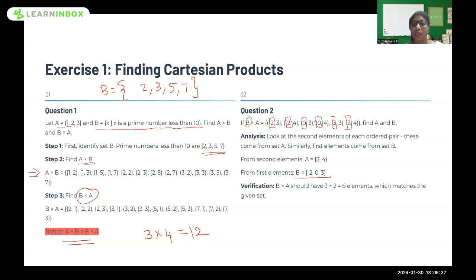And for A, all the elements which are in the second position. So that is 3 and 4. That's it. So 3 and 4 are the elements in A. So either way, you can know how to answer the question.